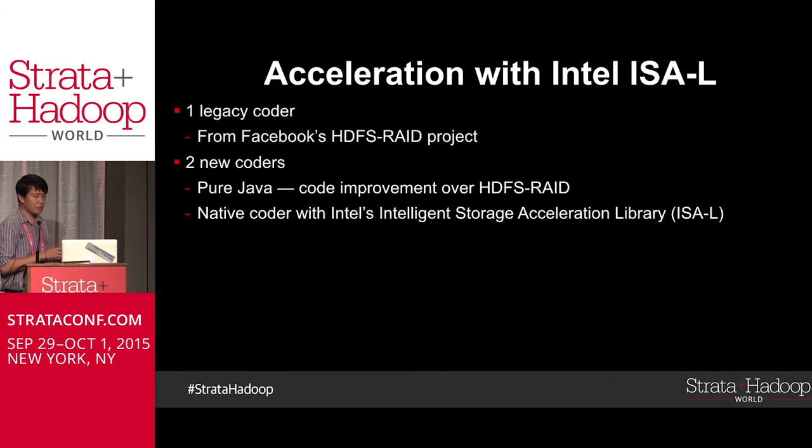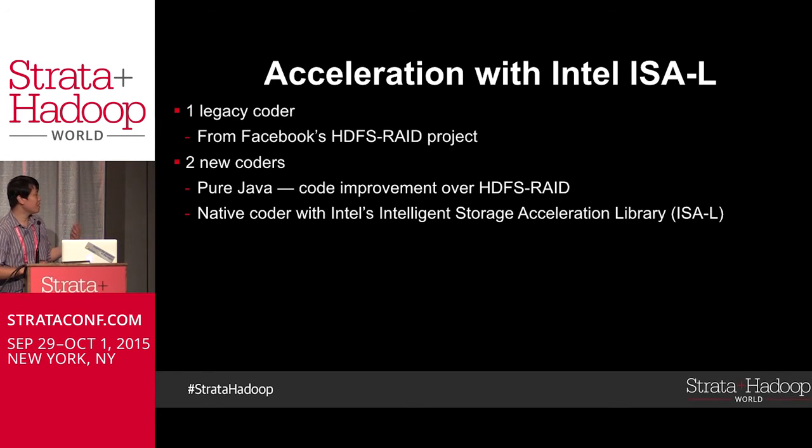So basically, we developed three erasure coding arithmetic calculation libraries. The first one is a legacy coder. It is from Facebook's old HDFS Read project, if you are aware of it. It was initiated as an HDFS project, but right now it's used internally in Facebook. It's a pure Java coder. And so initially, we took that coder, and then we did code optimization to have an optimized pure Java coder.